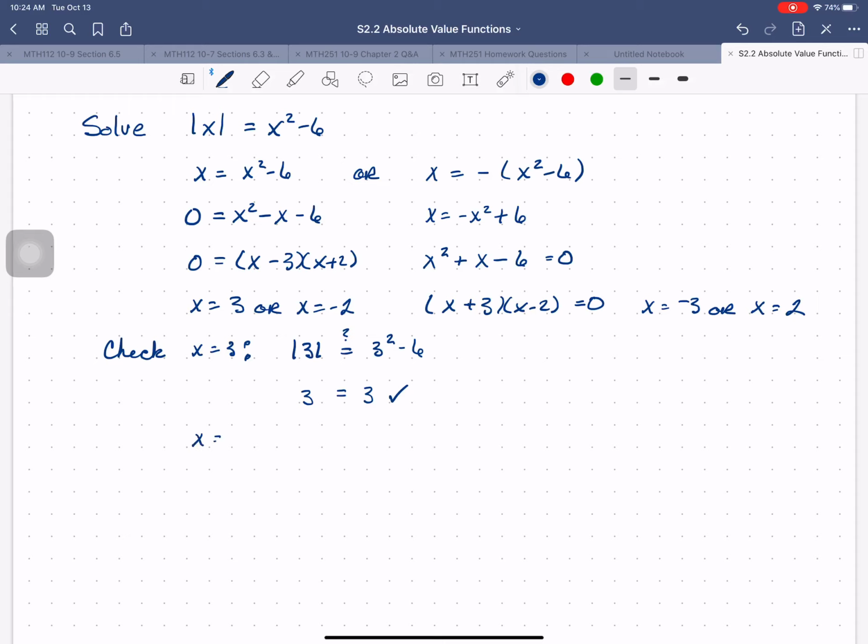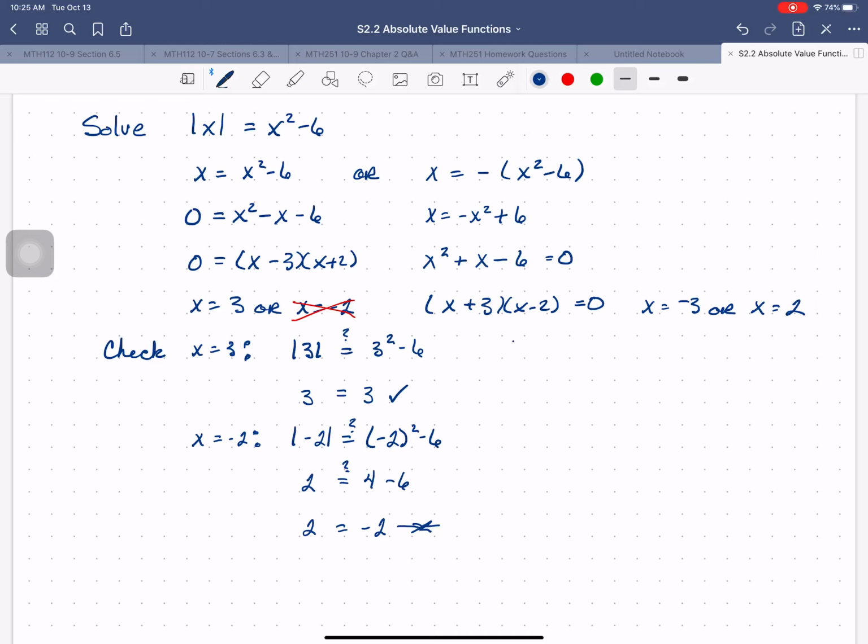Now let's check x equals negative 2. Absolute value of negative 2, does that equal negative 2 squared minus 6? Well, so absolute value of 2 is 2. Negative 2 squared is 4 minus 6. Does 2 equal negative 2? No, that is false. And so I always use a little symbol that looks like two arrows hitting one another. That's a symbol for a contradiction, and I can cross that guy off. He is not a solution.